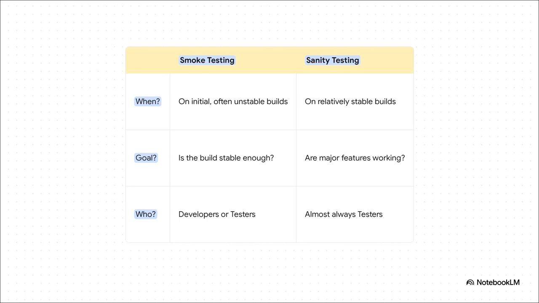So let's really nail down the difference here. Smoke testing is basically the bouncer at the door, asking, are you even stable enough to come inside and be tested? But sanity testing? That happens once you're already in the club. It's asking, okay, are the main attractions still working like they should?